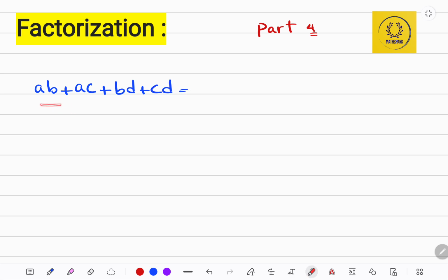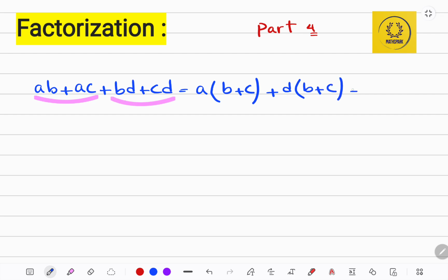As you can see, there is no common term in each term. So I'm gonna group these two terms together and these two terms together. For the first group, you can see a is a common factor. So I'm gonna factor out a, and ab over a is b, ac over a is c, plus. And for the second group, you can see d is a common factor. So factor out d, we will have b plus c.